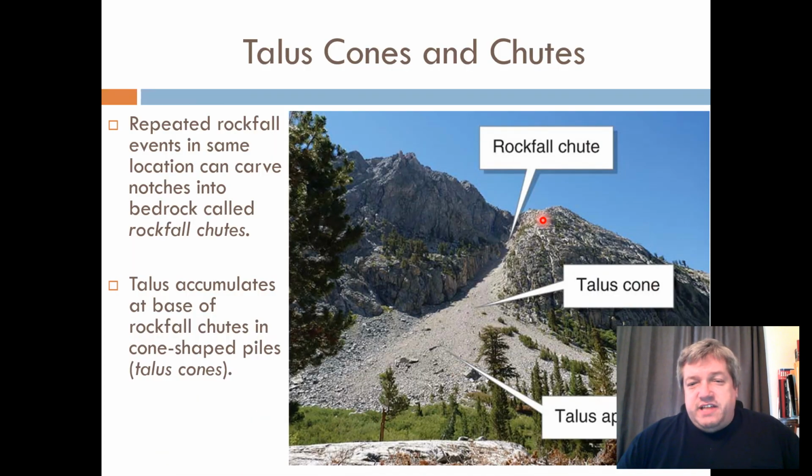And when all that rock falls down and finally stops moving, you get this big, huge talus right here. And talus is just the rocks that have fallen off. So there's the rockfall chute. They also call this a talus apron around the bottom of the mountain.